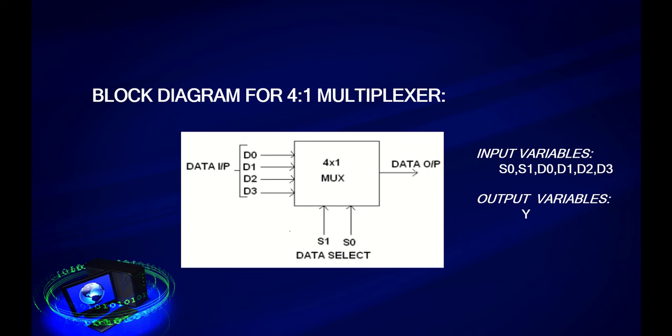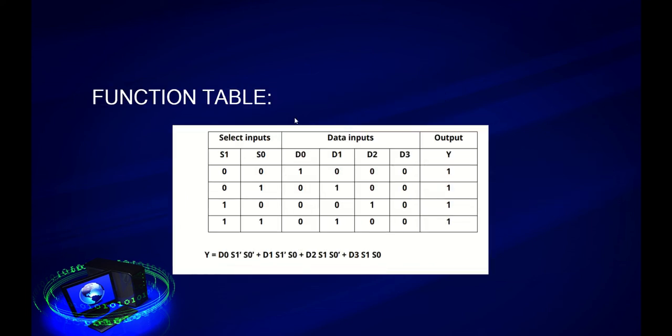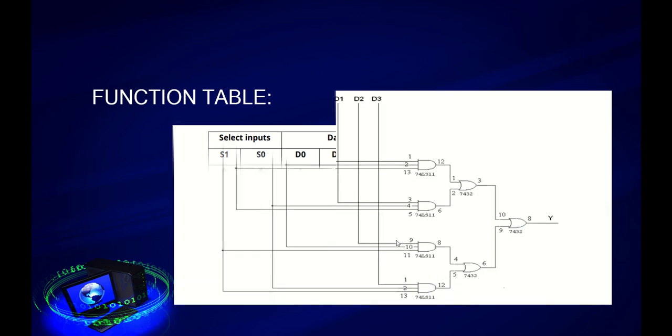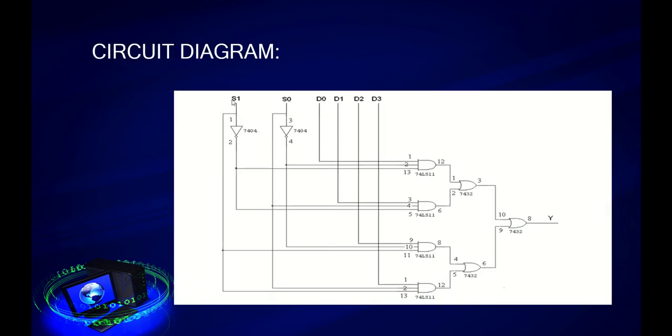So this is the block diagram of 4 into 1 multiplexer. There are 4 inputs D0, D1, D2, D3 and 2 selection lines S1 and S0 and 1 output, that is Y. The function table has been given below. With the help of the function table, we'll be getting the characteristic equation of the multiplexer. This is the circuit diagram. S1 and S0 are connected with 2 NOT gates and there are 4 input data, 4 AND gates, 3 OR gates and Y is the output.